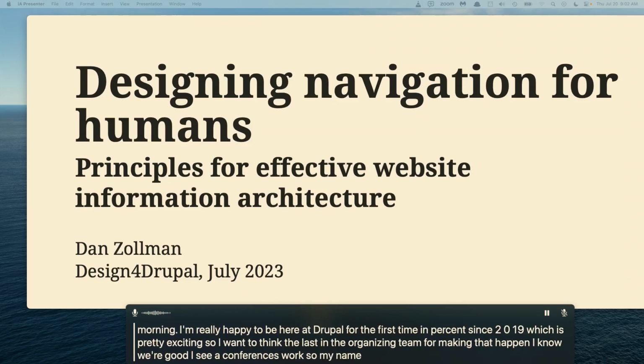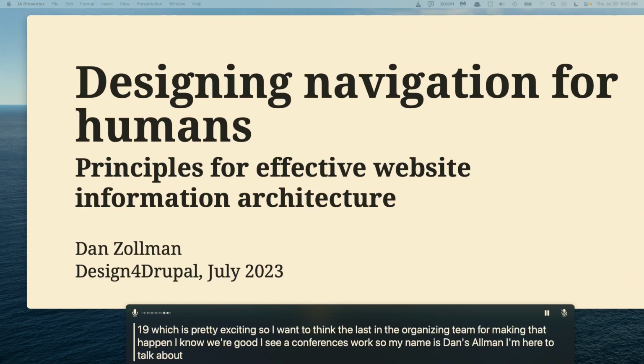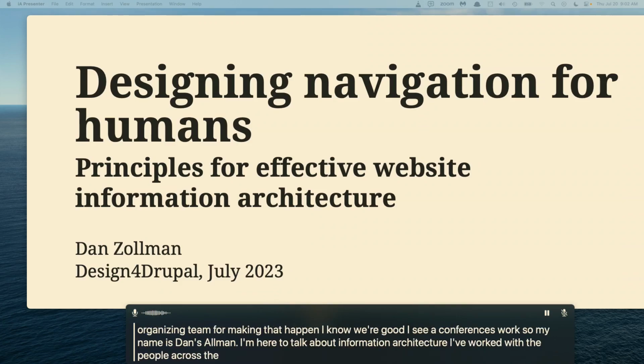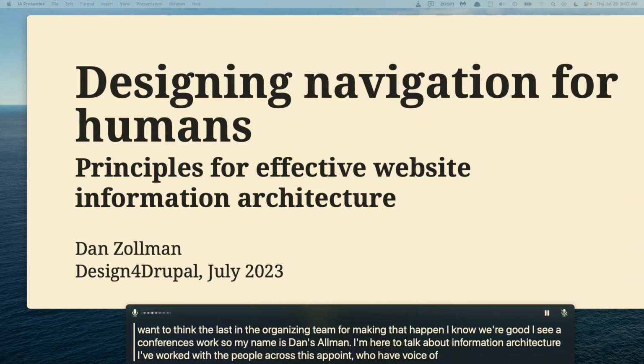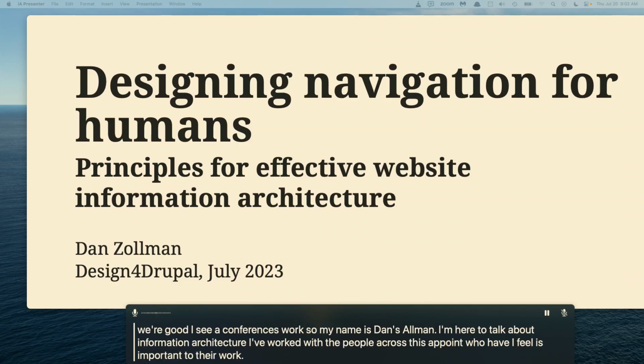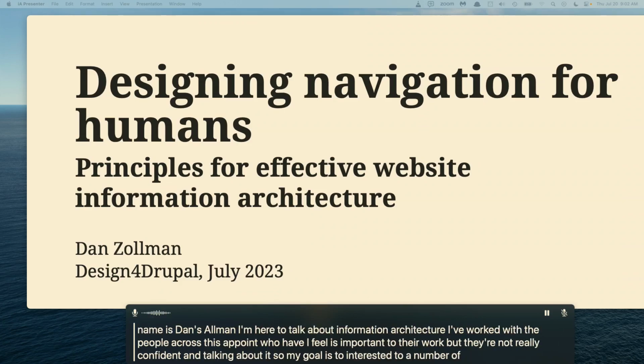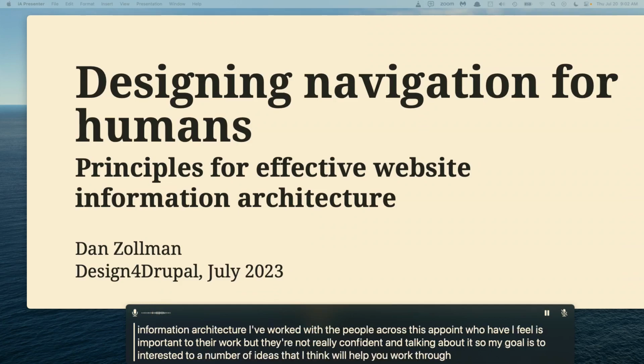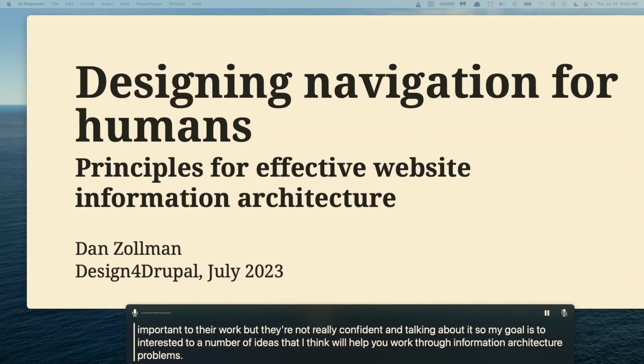So my name is Dan Zollman. I'm here to talk about information architecture. I've worked with a lot of people across disciplines who have voiced that they feel IA is important to their work. But they're not necessarily confident in talking about it. So my goal is to introduce you to a number of ideas that I think will help you work through information architecture problems. I did change the title slightly from techniques to principles because I think that's going to be more meaningful for today.